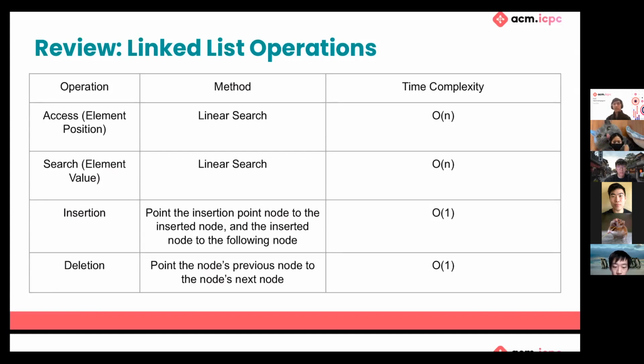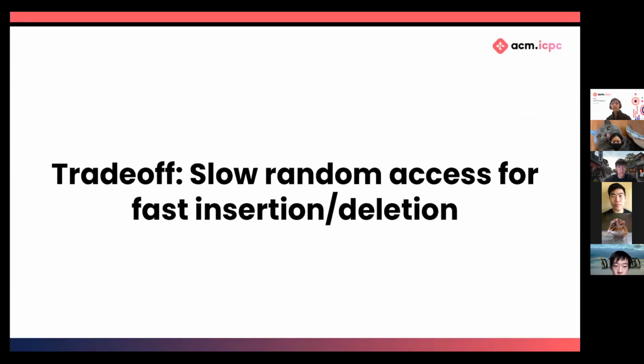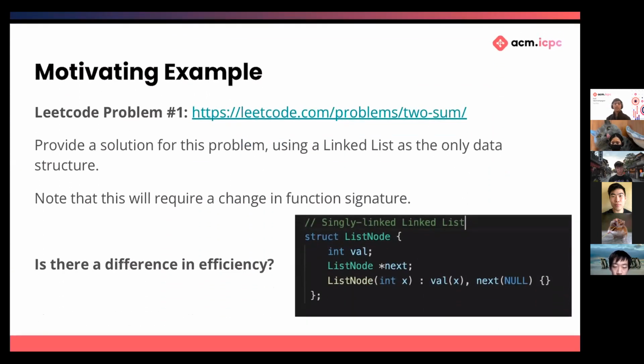Right, so that's the set of operations that you would use on a linked list. So now given the linked list, we have the opposite trade-off as the arrays. Instead of having fast random access for slow insertion and deletion, now we have fast constant time insertion and deletion for slow random access. And you saw that there wasn't much of a change in the problem when changing from an array to a vector, but now there is going to be a bigger change going from a vector to a linked list. So I'll give you guys a little bit of time to implement the two-sum solution, but this time using a linked list.